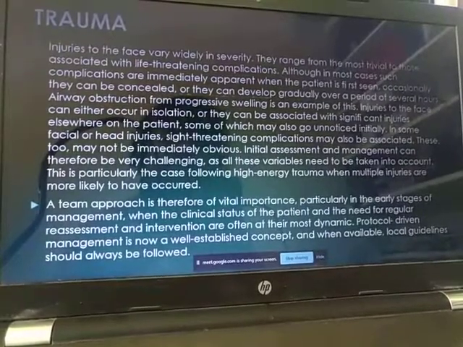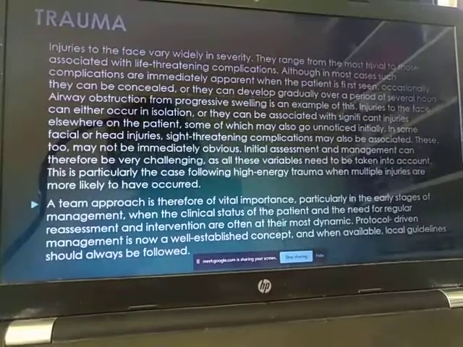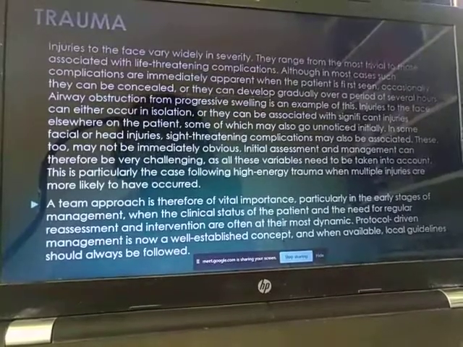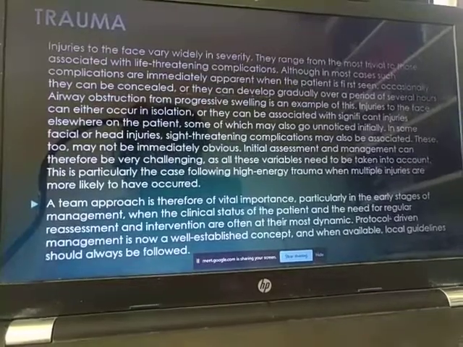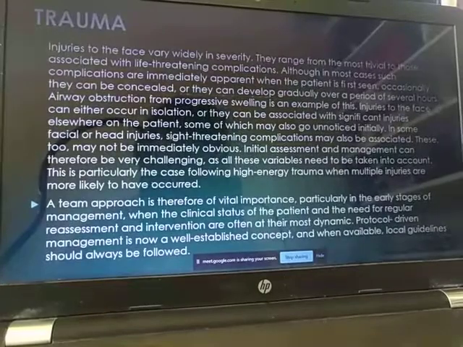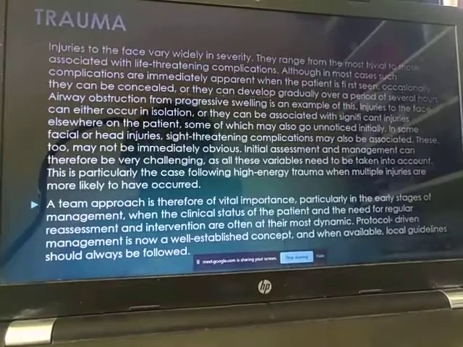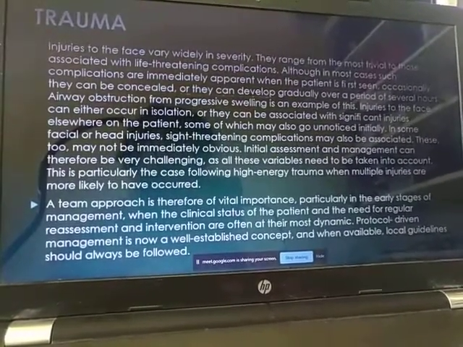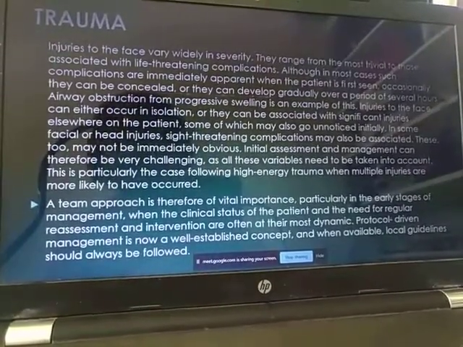Initial assessment and management can therefore be very challenging, as all these variables need to be taken into account, particularly following high energy trauma when multiple injuries are more likely to have occurred. So then it becomes very difficult to assess which portion of the trauma you should cater to first. Also, most of these cases that we cater to are in the form of either RTA or assault, which can be under the influence of alcohol, so it becomes even more difficult for us to evaluate the patient and the injuries.